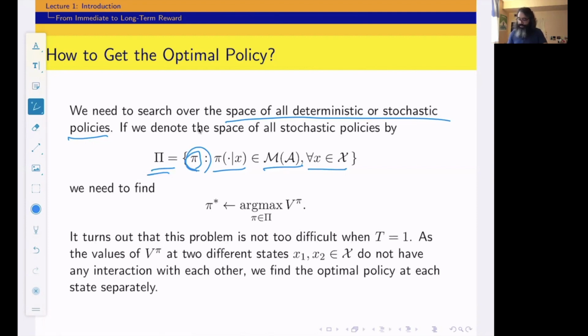So what we want to find is a policy such that, if we search over all possible policies, the value function of that policy is as large as possible. In the case that t is equal to 1, this is not difficult. The reasoning is that the value of V pi at two different states, x1 and x2, do not interact with each other because they only go for one step. So whatever value we have at state x1 doesn't interact with the value at state x2. So we can find the best policy by looking at the best policy conditioned on x1, and the best policy conditioned on x2.